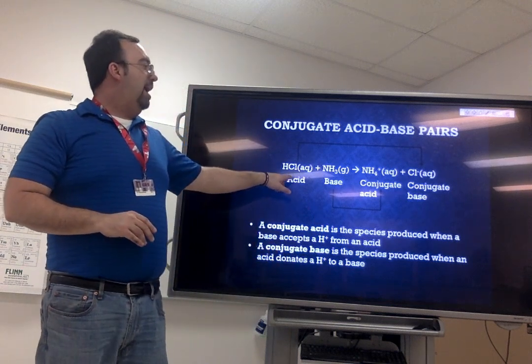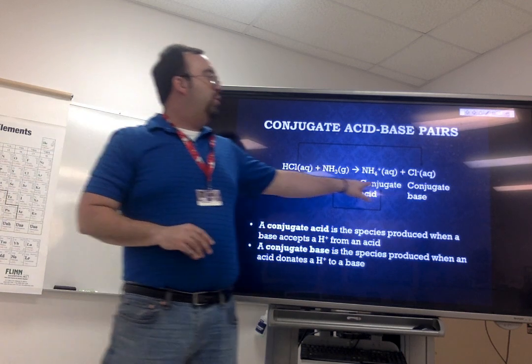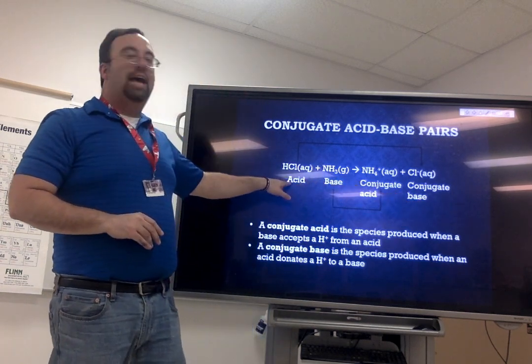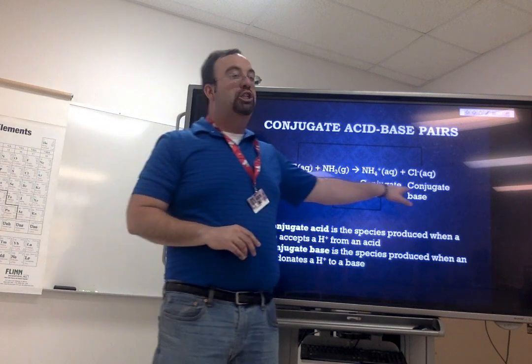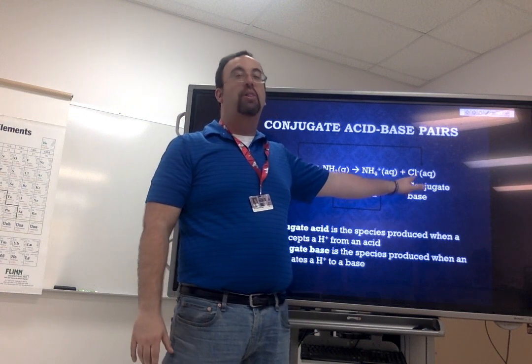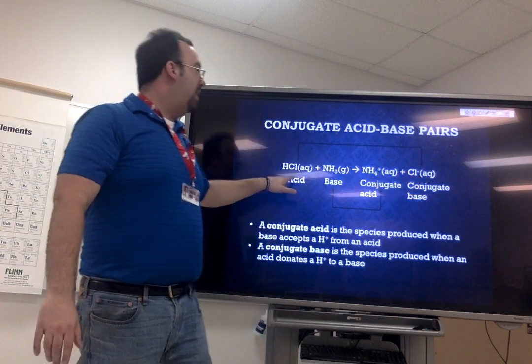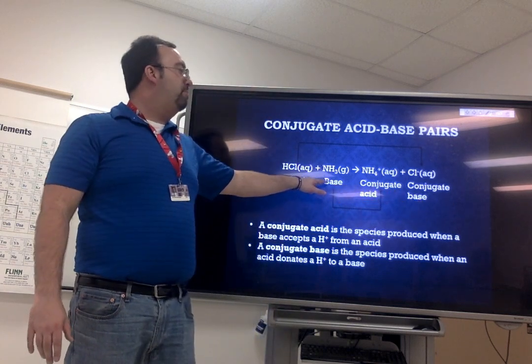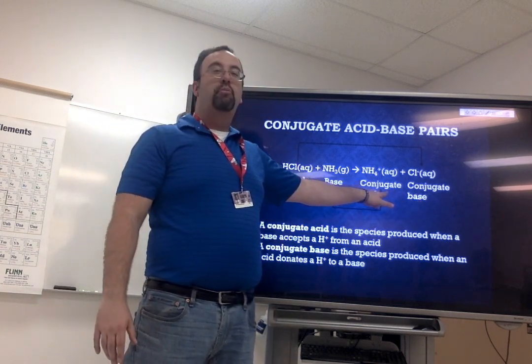Notice that the acid is going to be paired up with the conjugate base, because the acid is HCl, and the conjugate base has the H removed, and therefore that's why it's Cl minus. So the acid is joined up with the conjugate base, and therefore the base is then joined up with the conjugate acid.